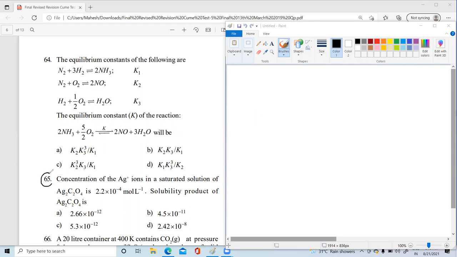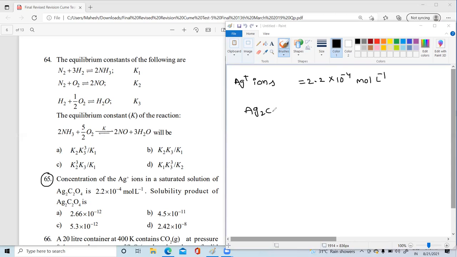Next, question number 65. The concentration of Ag plus in the saturated solution is given, students. So the Ag plus ion concentration is given. How much have they given? 2.2 into 10 to the power of minus 4 mol per liter. They are asking for the solubility product here.